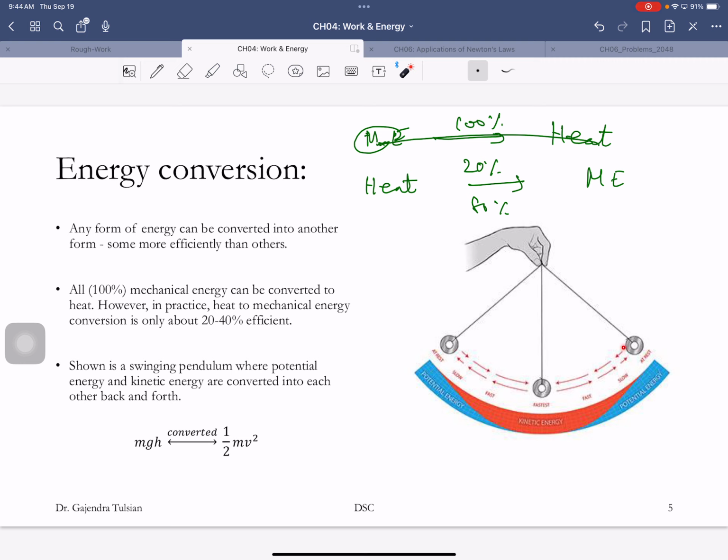So in this example, this is a swinging pendulum. This has potential energy. As it swings down, that gets converted to kinetic energy, back to potential energy, and it'll go back and forth. Okay. So potential to kinetic energy, this was 100% efficient. As long as there is no air resistance, this will keep going forever. This is the formula for potential energy, and this is the formula for kinetic energy.